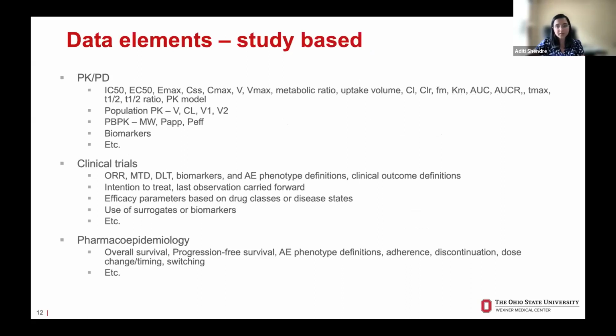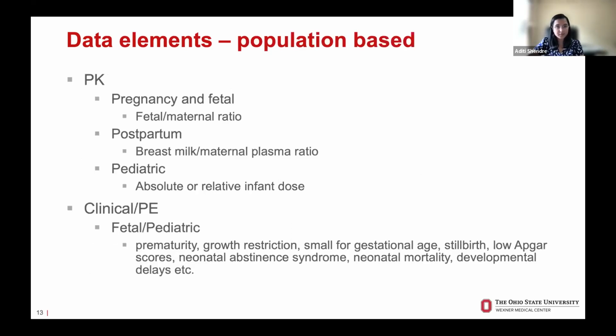So some of the common study-based data elements when it comes to PKPD are those related to bioavailability, concentrations, clearance outcomes, and the volume of distribution. When it comes to clinical trials, the efficacy and safety related outcomes are usually investigated, and then the surrogates are different biomarkers themselves. When it comes to pharmacoepidemiology, the neonatal outcomes, and sometimes just overall survival or progression from survival is taken into account. So just some brief ones.